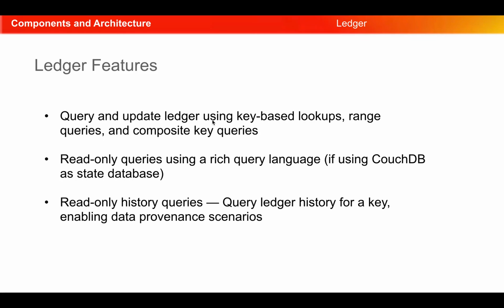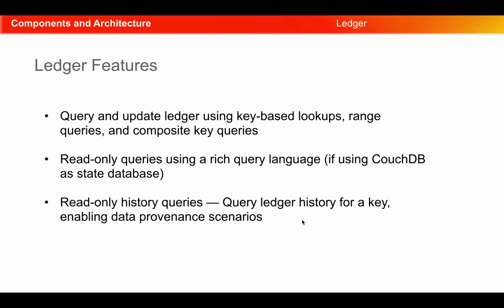You can query and update the ledger using key-based lookups, and range queries and composite keys are possible. A read-only query uses a rich query language, which can be used if you are using CouchDB as your state database. CouchDB is really good if you include it in your project, where you can actually run rich queries on it. You can also get the history of a particular asset by running read-only history queries.